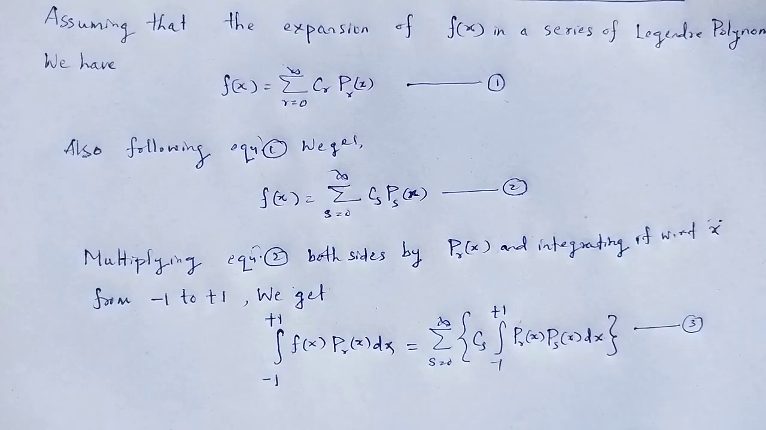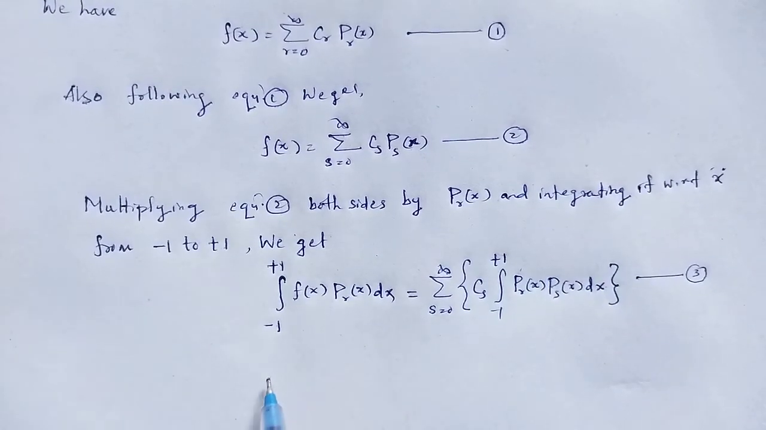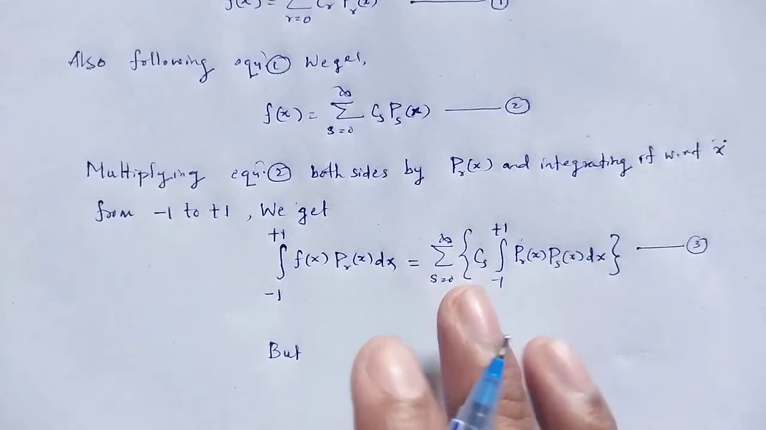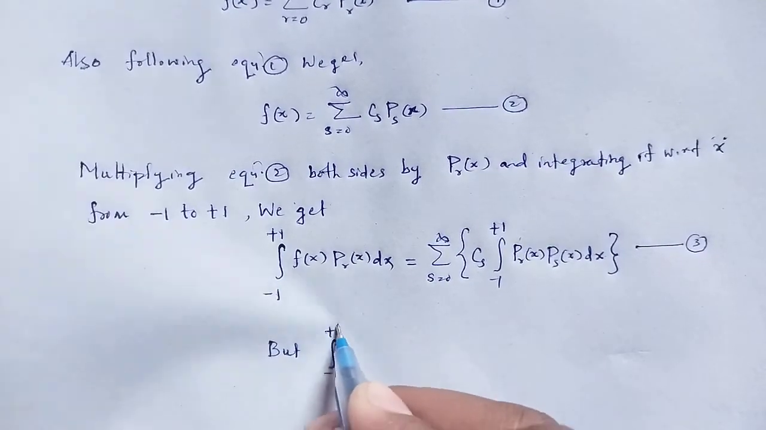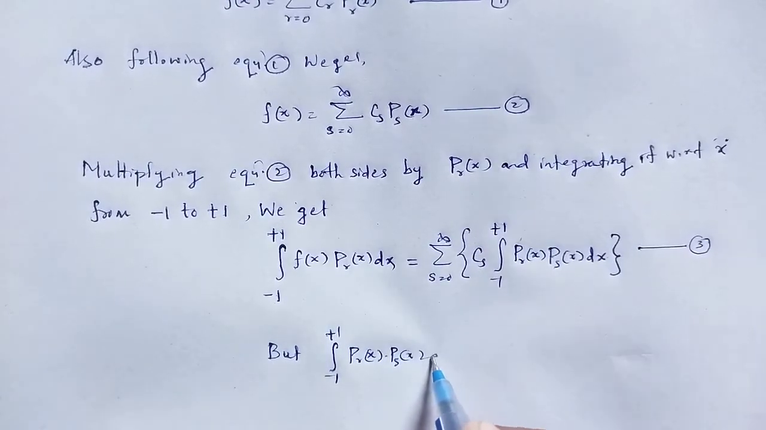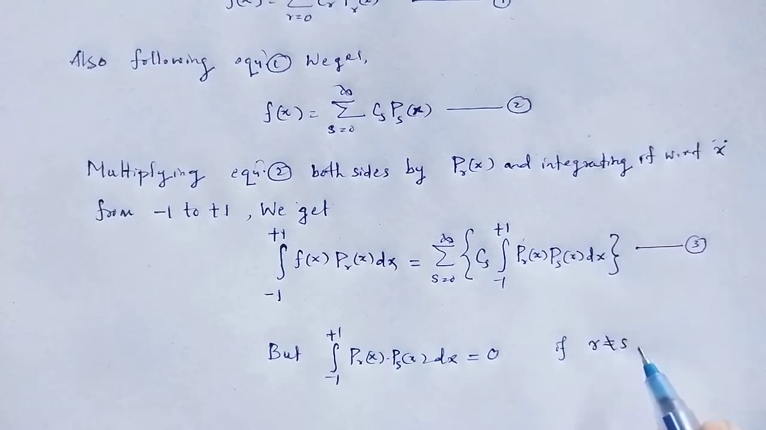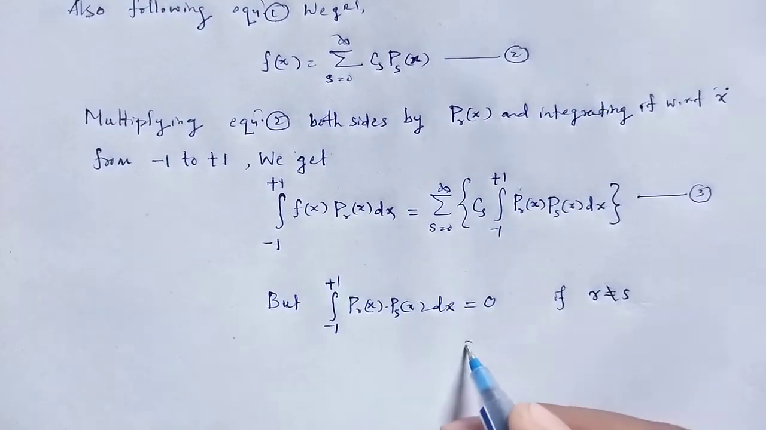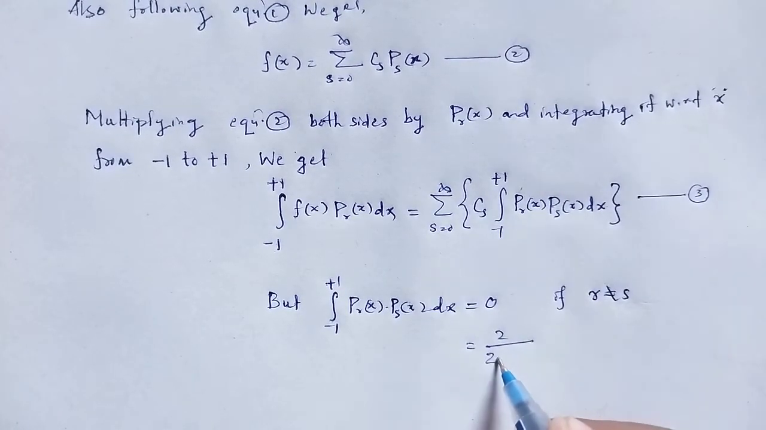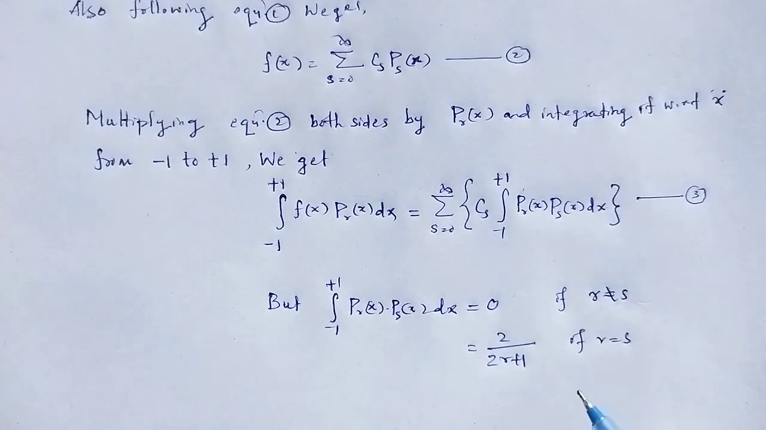That is equation number 3. But according to the orthogonality condition, the integration from -1 to +1 of P_r of x into P_s of x dx is equal to 0 when r is not equal to s, and that value will be equal to 2 divided by 2r plus 1 if r is equal to s. That is the orthogonality condition of Legendre polynomials.